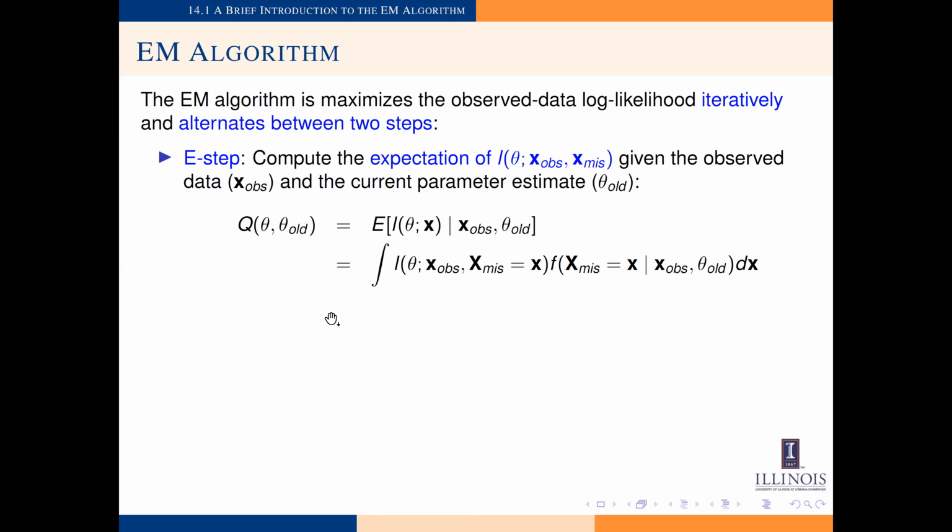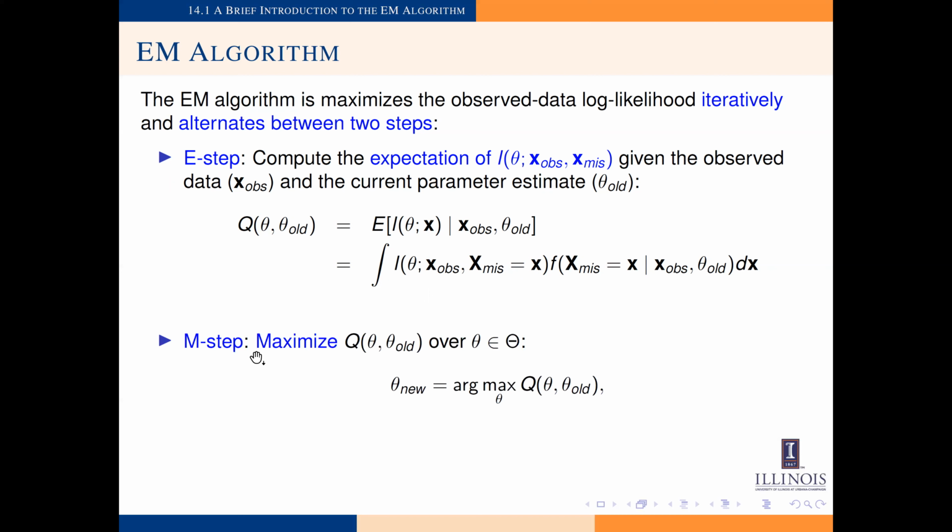So in the E step, we get this Q. And as you can see, Q is going to be a function that involves theta. So theta is going to be the only variable left inside Q. In the M step, which is the maximization step, we maximize over all possible theta values in the parameter space this Q we obtained from the last step. And the value of theta that maximizes Q theta, theta old is going to be our new theta.